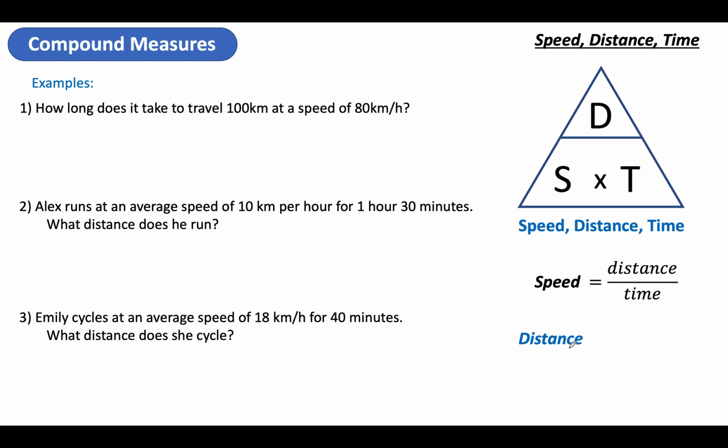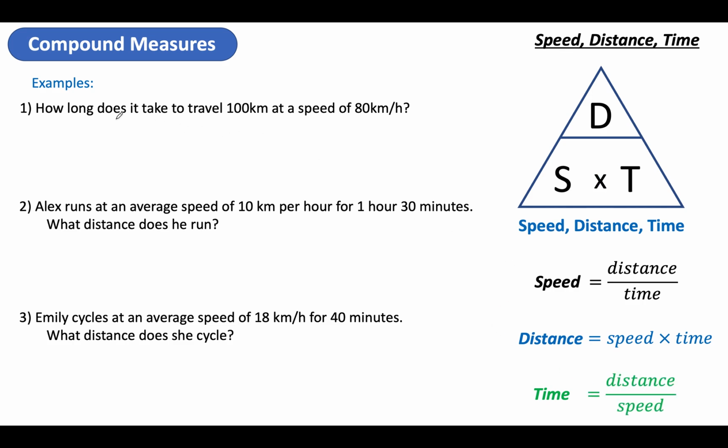Now, if I want to work out distance, so let's ignore distance, let's cover it up. What's my calculation? Well, it's speed times by time. Yep, so distance is speed times by time. And then lastly, if I wanted to work out what time was, well, cover it up. I've got distance over speed. So time is distance over speed.